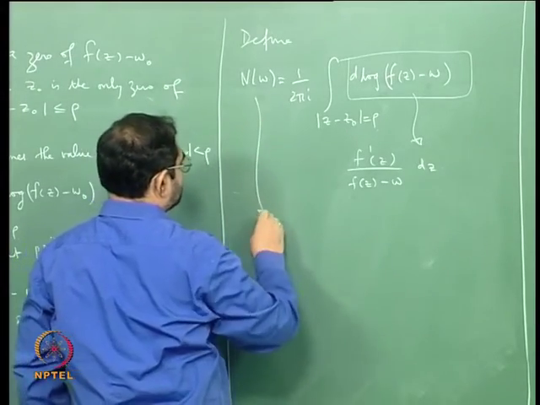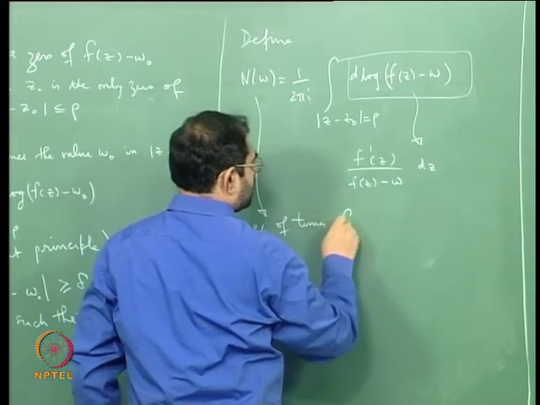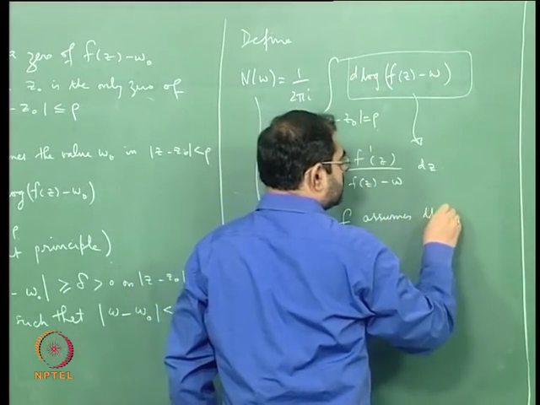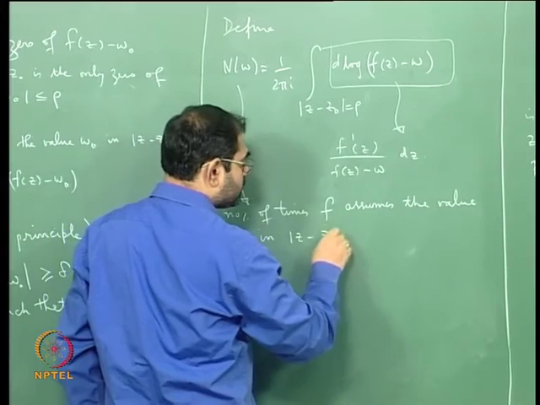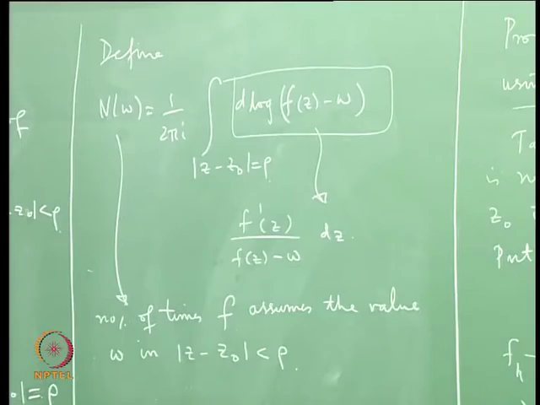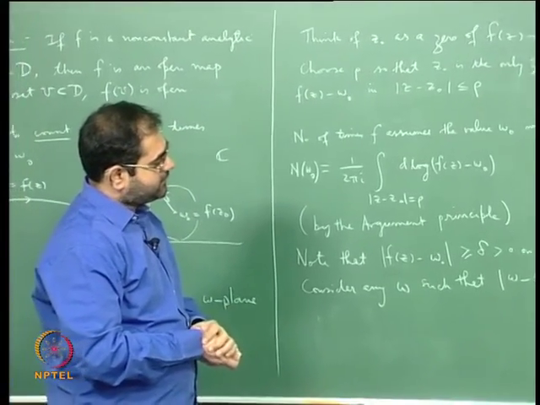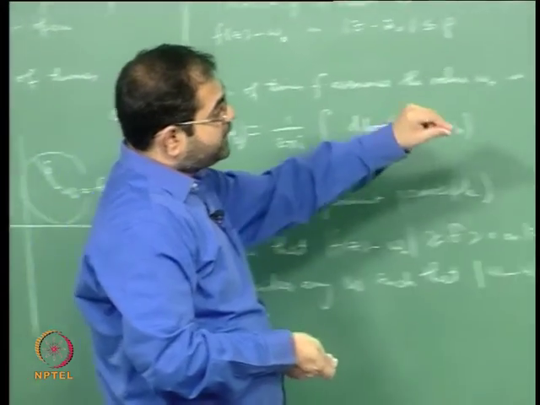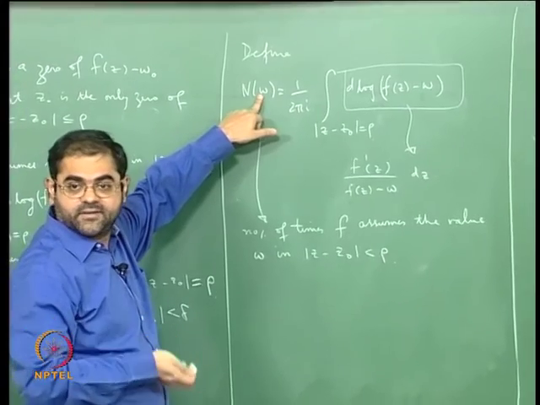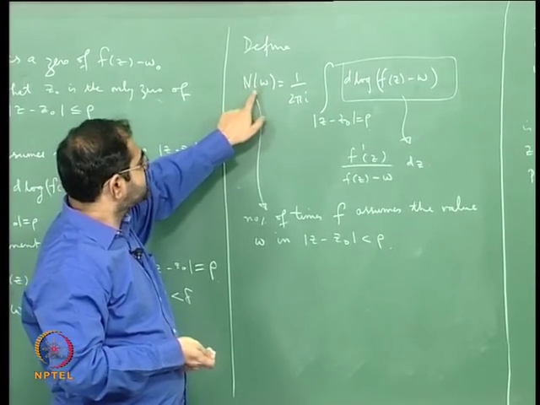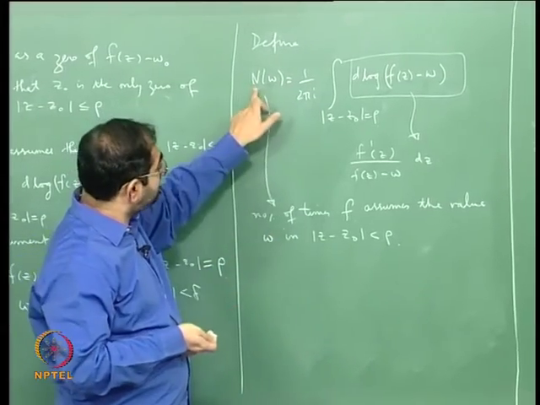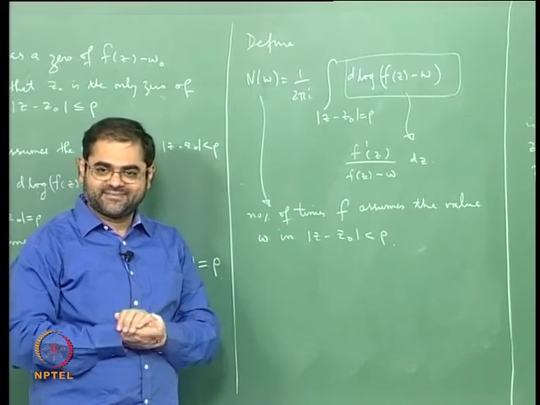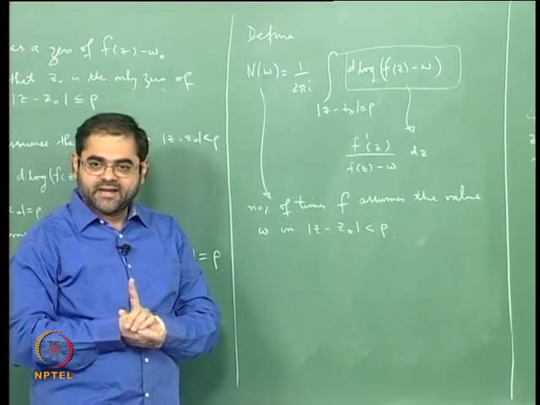So this is the number of times f assumes the value w in mod z minus z naught less than rho. This makes sense. Now, after having written all this, let me tell you that the whole point is that you see, if you think of w as now a complex variable, then n of w is a function of w. Okay, the amazing fact is, but it's amazing, but it's very easy to prove. The amazing fact is that n of w is actually an analytic function of w. Okay, it will turn out that n of w is an analytic function of w.